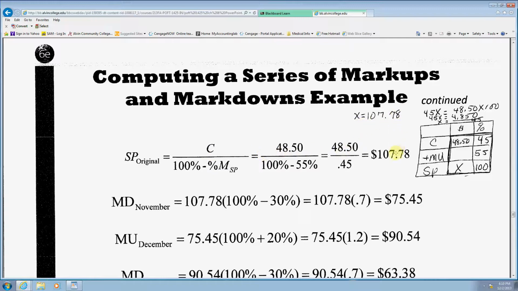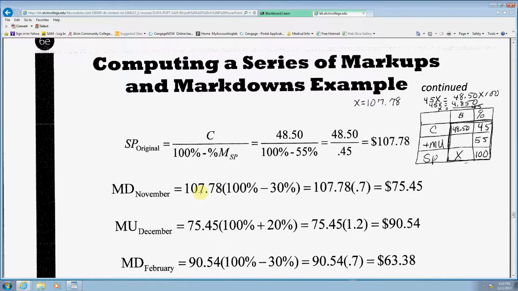107.78. And then this was the price, so we're going to use that as the previous price. The next percentage was 30%, so 100% minus 30% is 70%. So then it's $75.45 is the selling price. Then we use that selling price for December. We have a markup, so we're going to add 20%. So it's 1.2 times 75.45, and the selling price is $90.54.